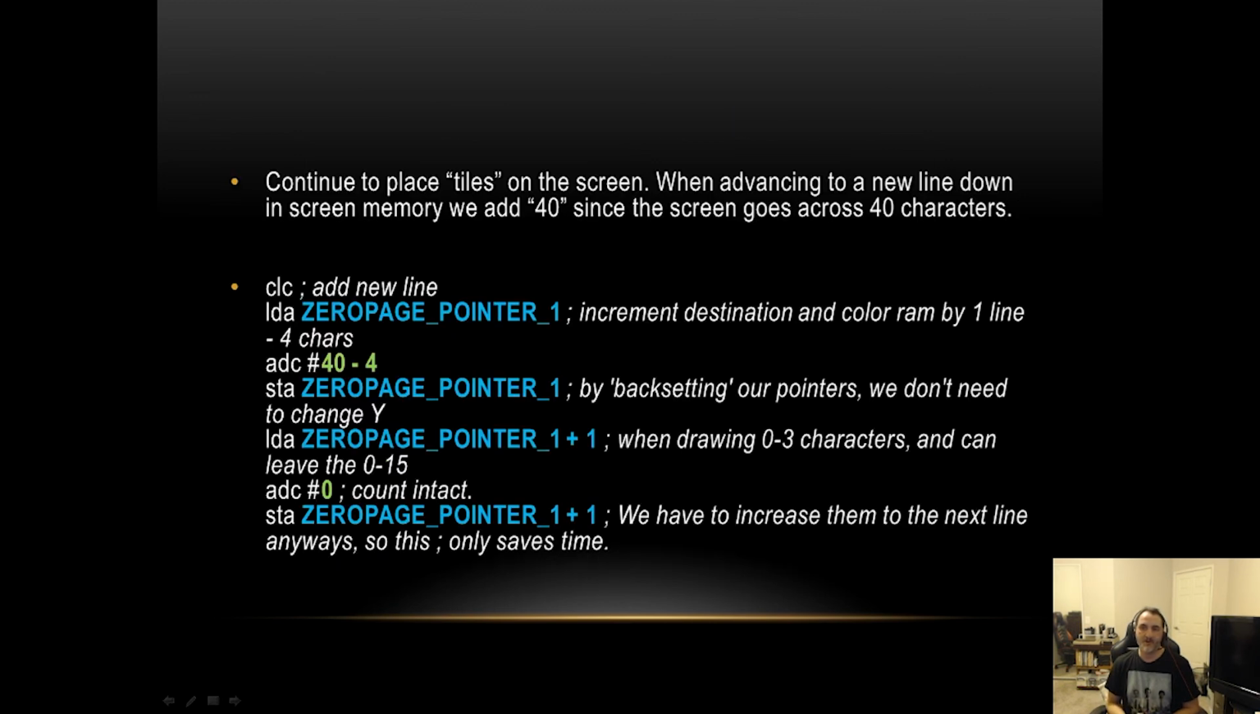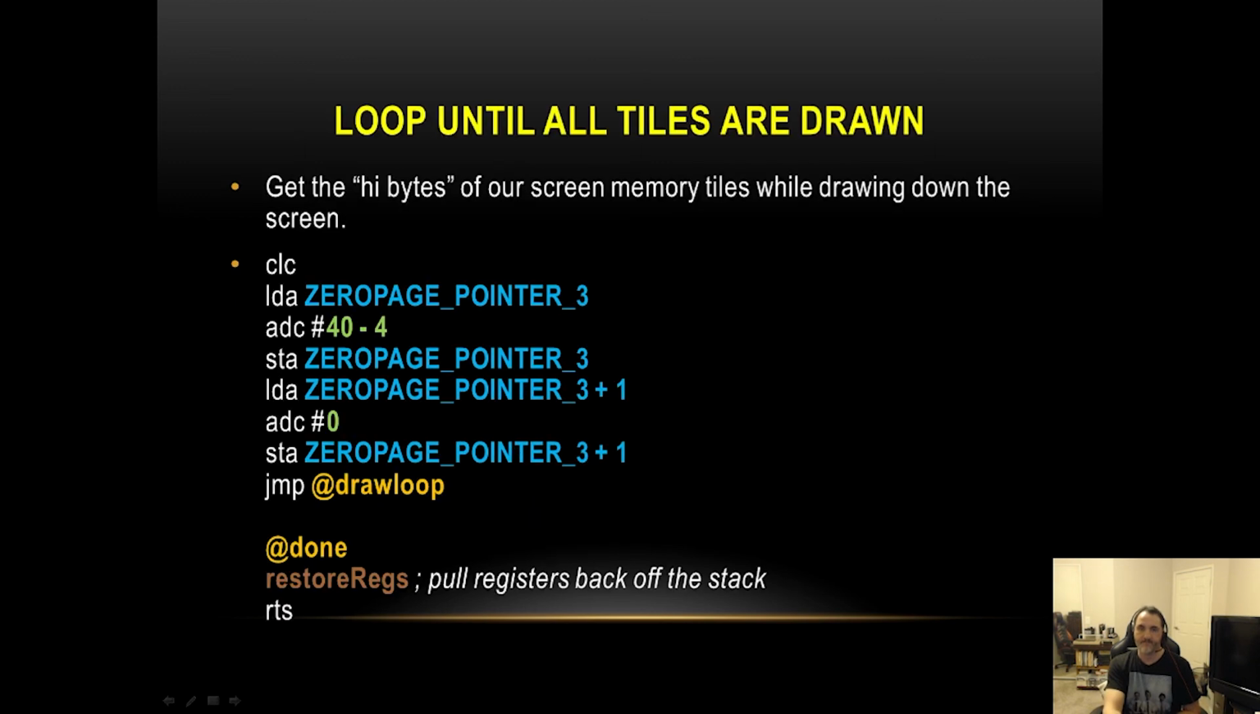Continue to place tiles on the screen. When advancing to a new line down in screen memory, we add 40 since the screen goes across 40 characters. Loop until all the tiles are drawn. Get the high bytes of our screen memory tiles while drawing down the screen.